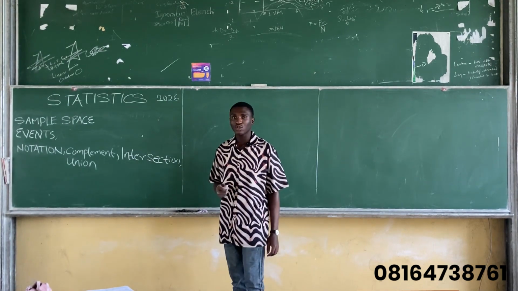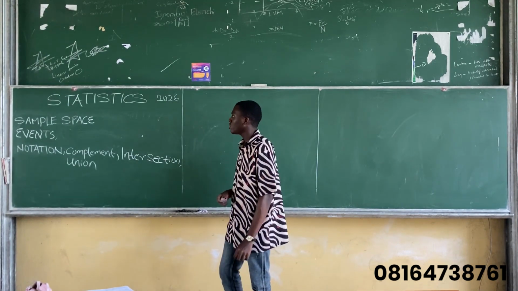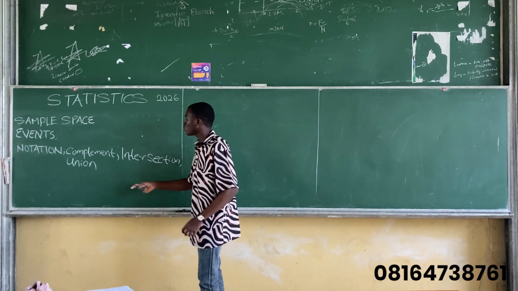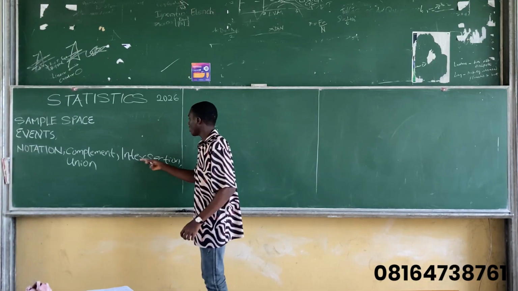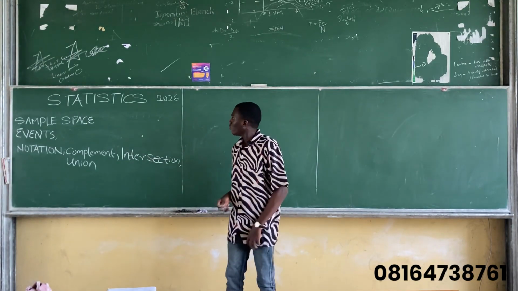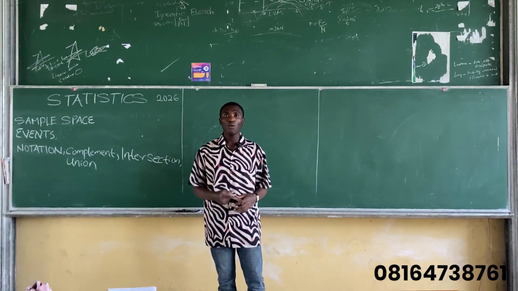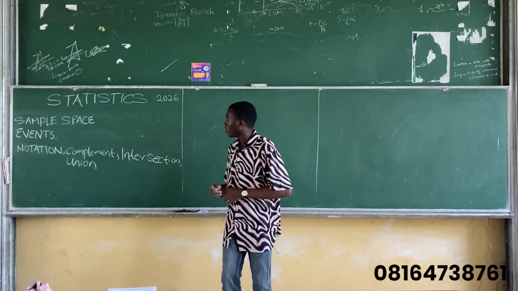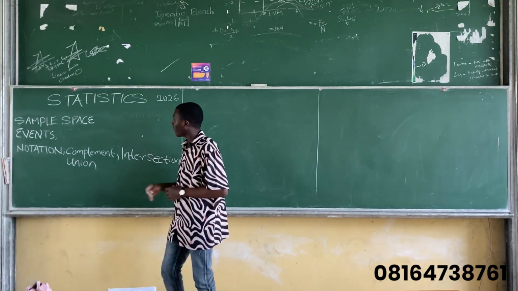Today, under the introduction to probability, we'll be looking at sample space, events, and notation, which includes complement of an event, intersection of events, and union of events. Earlier discussed, we have that the sample space is a set of all possible outcomes or results of a random experiment. Then moving on to the next concept, we have events.